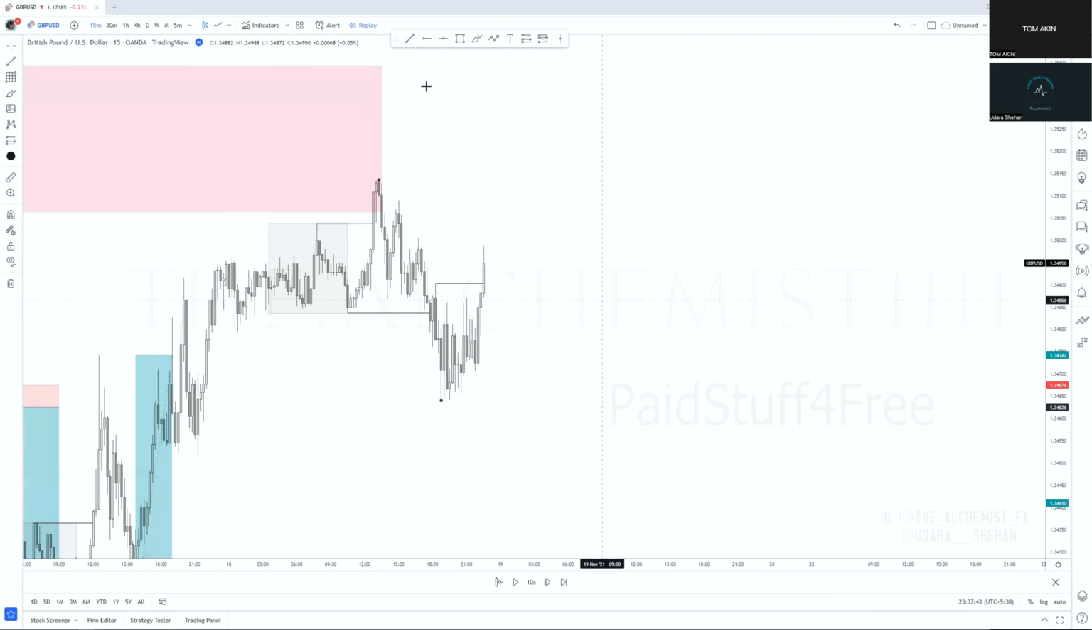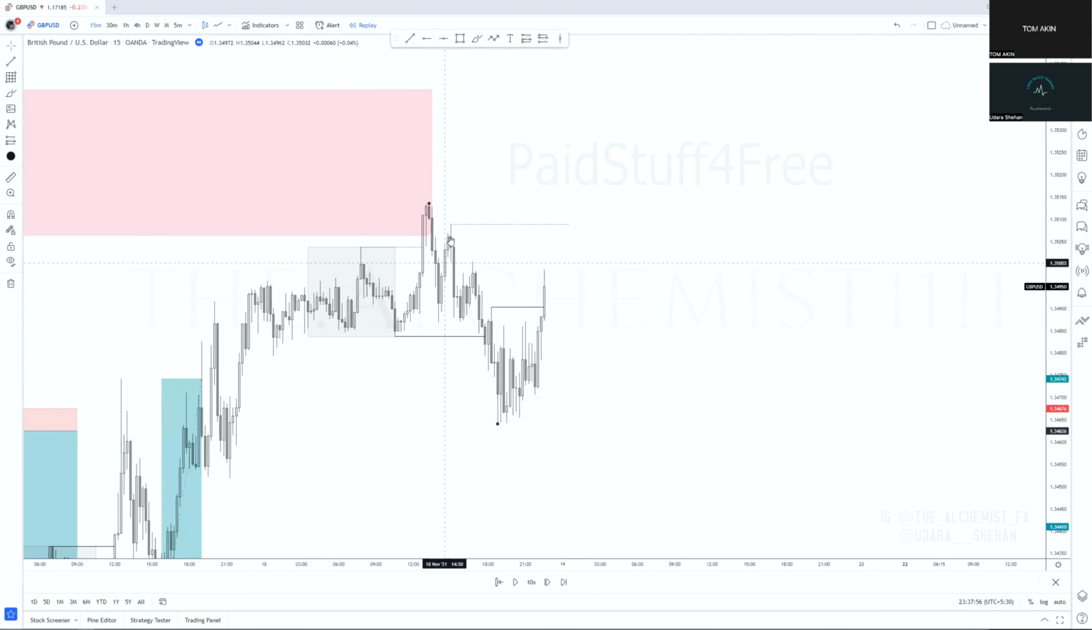So now you can already see the setup. What's your range? From here to here. Why are they going up? That is to take out the internal range liquidity. What's the internal range liquidity? Swing high, swing high. See that? I told you, swing highs will be your internal range liquidity.